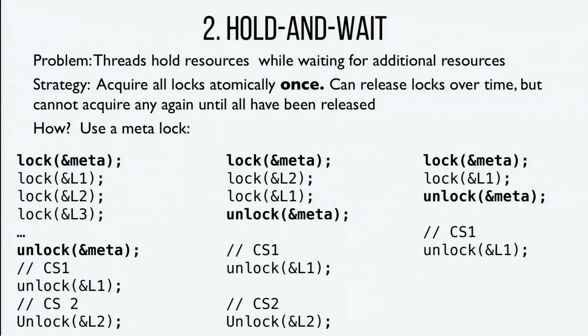unlock the meta lock. And now maybe this thread 2 runs, and it's able to get the meta lock. And it won't be able to get thread 1's lock yet, but that's OK. It's not causing any deadlock. Because at some point, thread 1 will release lock 1 and lock 2. And at that point, our second thread will be able to get them as well. So we can have some overlap across different critical sections with this, but only one thread at a time can be grabbing the locks. So we won't be holding on to one while we wait for another.